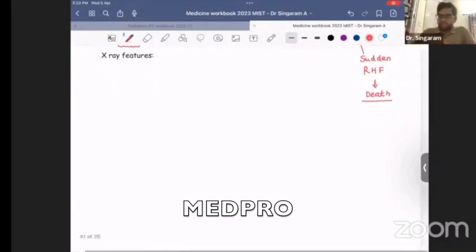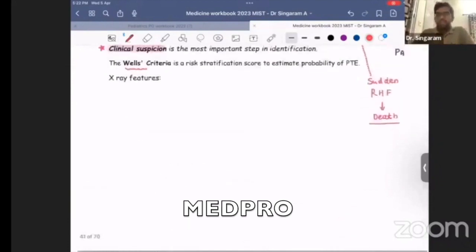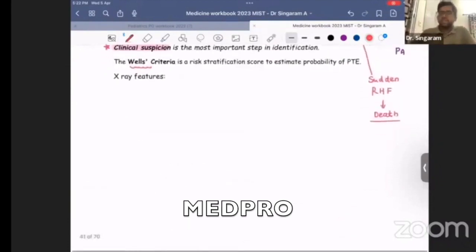Okay, right. Next, we see what are the X-ray features in pulmonary embolism. There's a big gap, not needed so much of that. So I'll just tell you what it is, and then I will move on to the next thing.